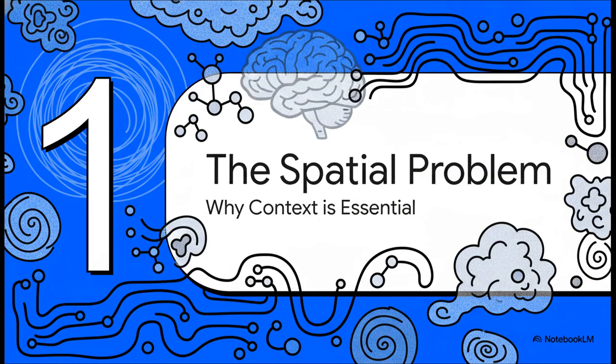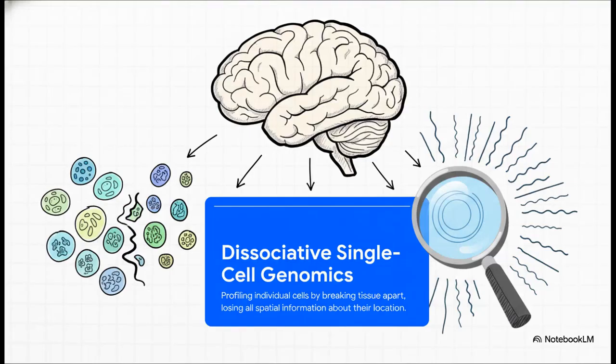Section 1. A fundamental spatial problem, and why spatial context is essential. Over the last decade, developmental neurobiology has been truly transformed by single-cell genomics. The most common method, dissociative single-cell RNA sequencing, involves breaking a tissue sample down into a suspension of individual cells to profile the respective transcriptomes.